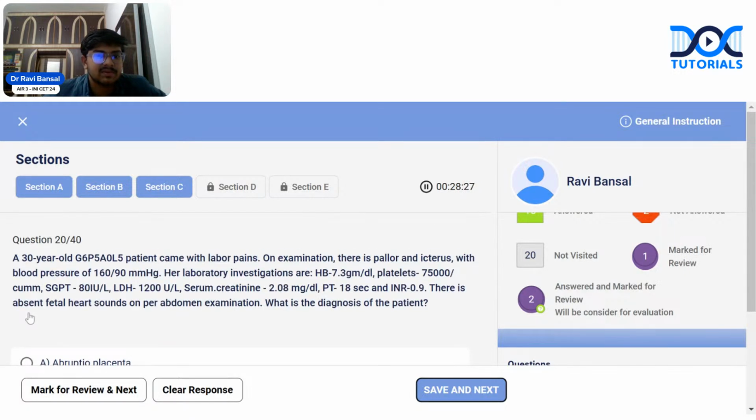She comes with acute labor pain. There is pallor and icterus, obviously jaundice. There is some problem with liver. BP is also increased. Platelets are low. Hemoglobin is low. SGPT is increased. LDH I do not know, whether this is increased or not. Serum creatinine is increased. PT is normal.